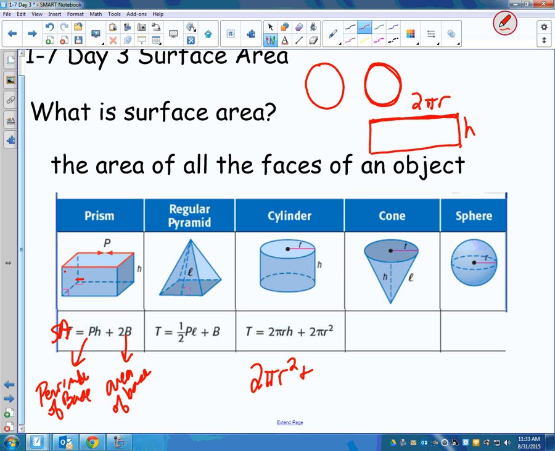For the cone, again, we definitely have a circle, but we only have one circle. So that's going to be pi r squared. And then what about the cone? What was the other shape on it? Do you remember? That's kind of weird, right?